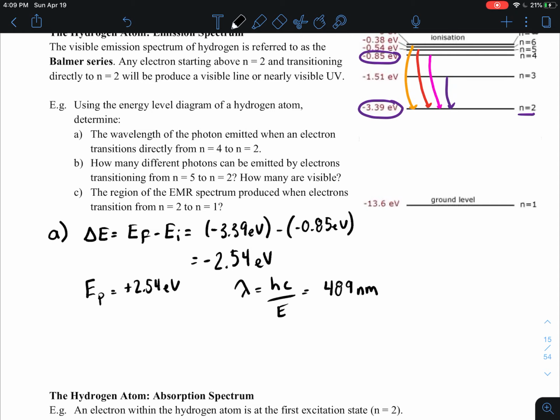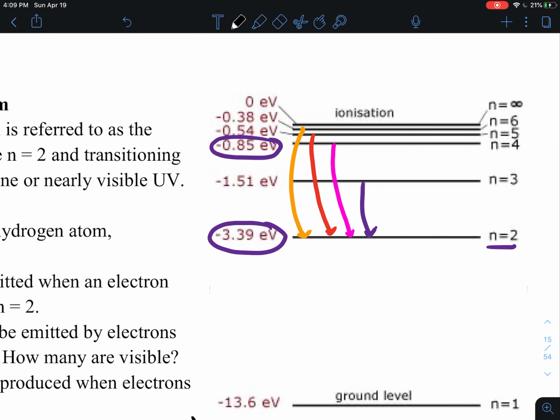How many different photons can be emitted by an electron transitioning from 5 to 2? I'm going to erase these for a second. As it jumps down from 5 to 2, that's one, but it could also do a 5 to 4, and then it could also do a 5 to 3. Actually, I'm going to try this again, doing the small ones first. So 5 to 4, 1 jump; 5 to 3, 2 jumps; 5 to 2, 3 jumps. So those are 3 possible photons.